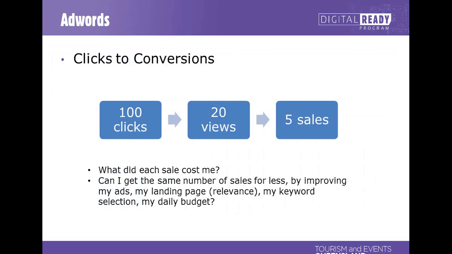And the main thing to talk about, as I've said, is clicks to conversion. So of the 100 clicks that I got, 20 views and 5 sales. So working out what did each sale cost me, can I get the same number of sales for less by improving my ad wordings, my landing page relevance, my keyword selection, and my daily budget. So these are the variables that you can look at to try and get this up and your cost per click down.